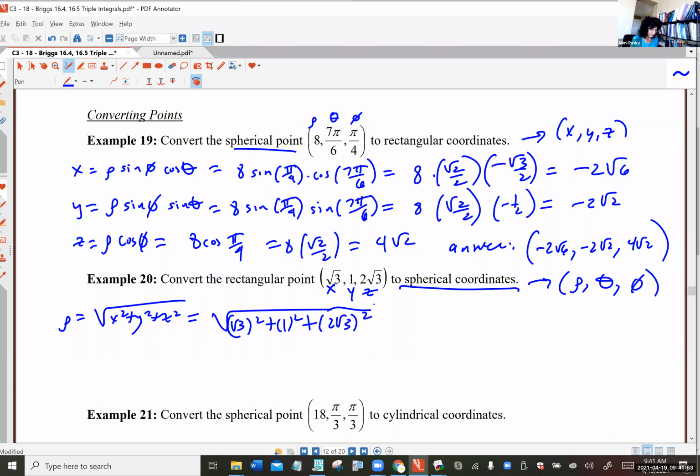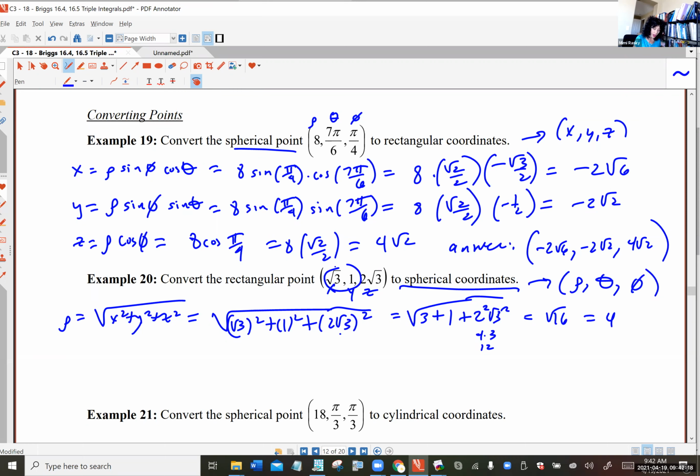Okay, square root of 3 squared, that's easy. It's 3. 1 squared is 1. If you square 2 square root of 3, you'll get 2 squared times square root of 3 squared, but that's 4 times 3, which is 12. So 3 plus 1 plus 12 is 16. That turned out to be a nice number because square root of 16 is 4. Does that always happen? No, but that's nice.